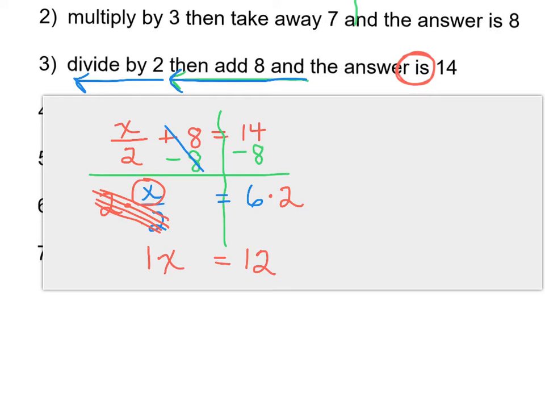Now what I can do here is go back to the original equation and check to make sure I have the right answer. If I put in 12 for x, if I take 12 and divide it by 2, and then add 8, I should get 14. Let's see, 12 divided by 2 is 6. And then if I add the 8, I get 14. So I know my answer's right before I'm even done with the problem.